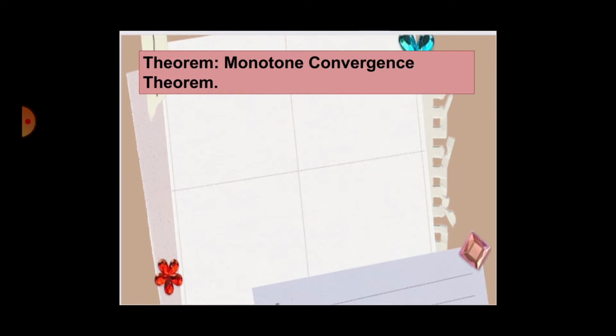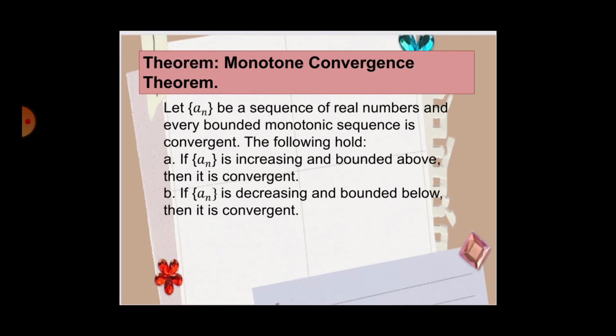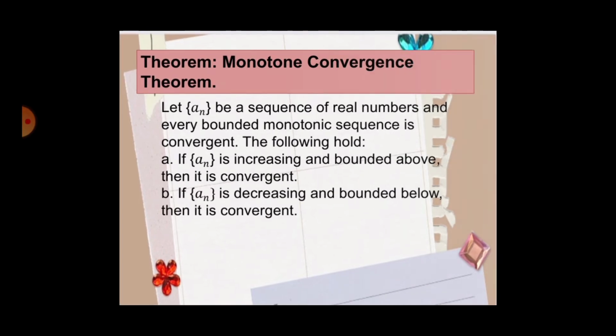Theorem, monotone convergence theorem. Let a sub n be a sequence of real numbers. Every bounded monotonic sequence is convergent. The following hold: A, if a sub n is increasing and bounded above, then it is convergent. B, if a sub n is decreasing and bounded below, then it is convergent.